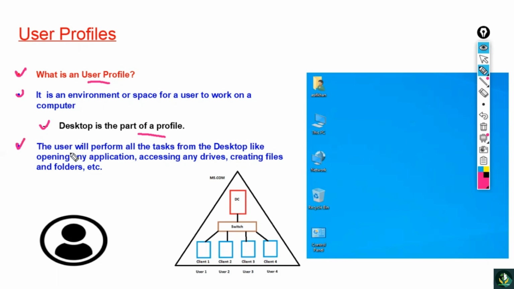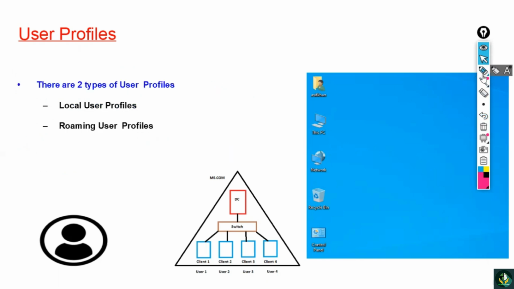The user will perform all the tasks from the desktop, like opening any application, accessing any drive, creating files and folders, etc. So from this desktop only, the user will perform all the tasks. This is the space for users to work. There are two types of user profiles: one is local user profile, the other one is roaming user profile. Let us try to understand the difference between these two types of profiles.